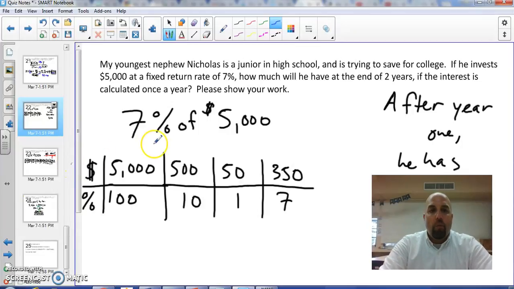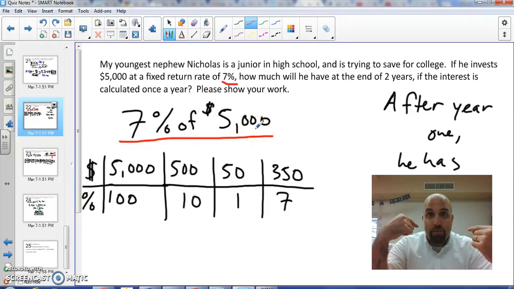Well, in 1 year, how much is Nicky going to make? He is investing $5,000 and his rate of return is 7%, so he's going to make 7% of $5,000. How am I going to figure out 7% of $5,000? You guessed it, a ratio table. So here we go. I've got money up top and the percent on the bottom. 5,000 is what I'm investing, which means 5,000 is 100% of my investment.